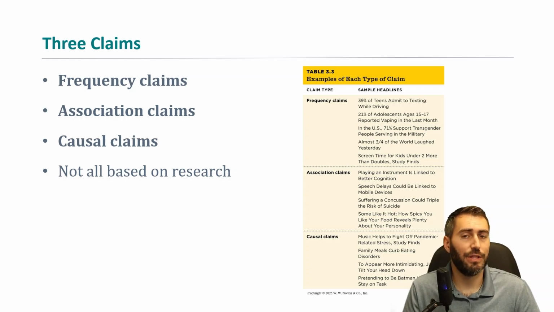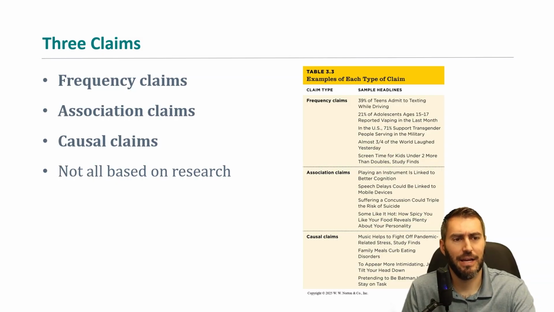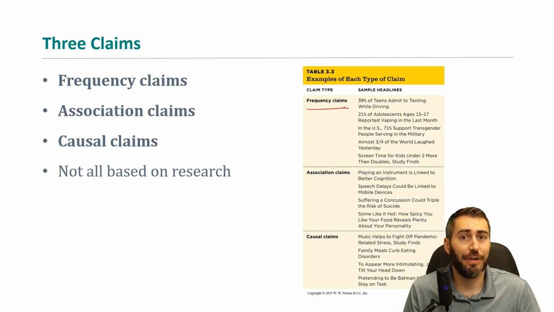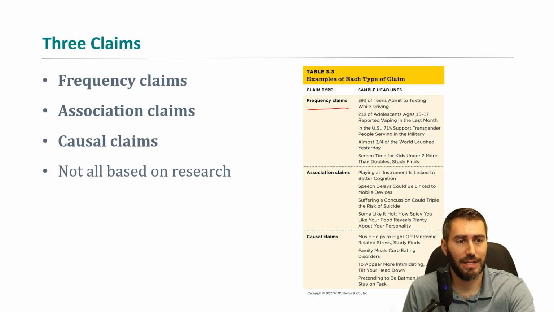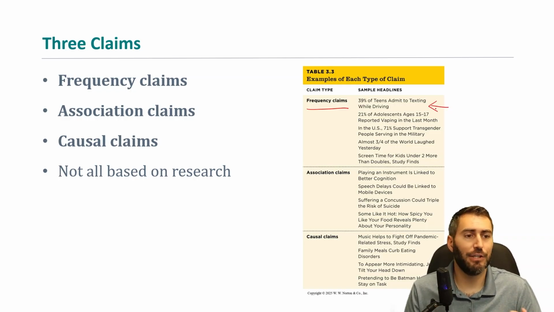understand what these are, especially when you, as sort of a consumer of research, are reading or hearing news or articles about what's been done. Understanding the value and the takeaway of each of these types of claims is really important. When we look at some of these examples, say, frequency claims, which we'll talk more about in detail, are just generally observations about things in the environment. So maybe we just observe that 39% of teens admit to texting while driving. That's an observation.